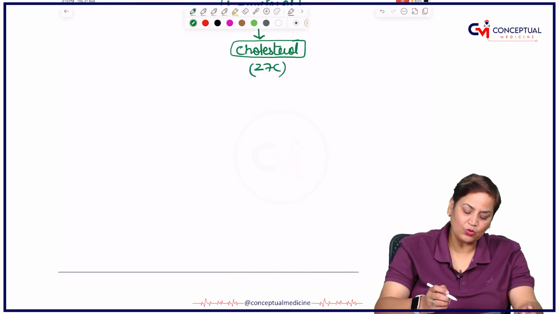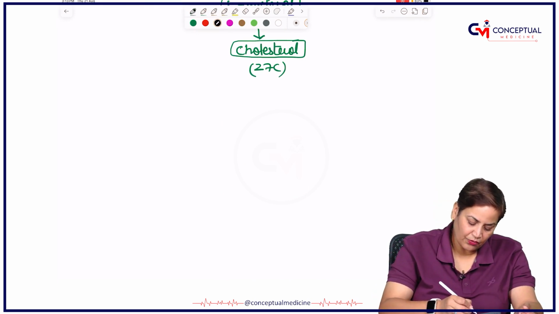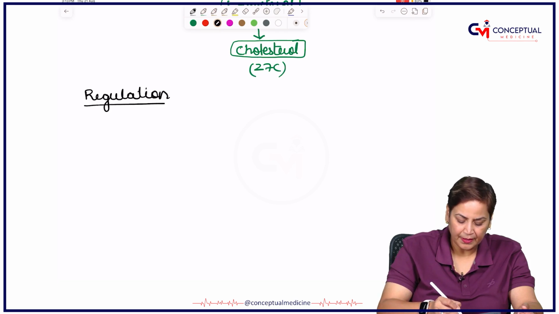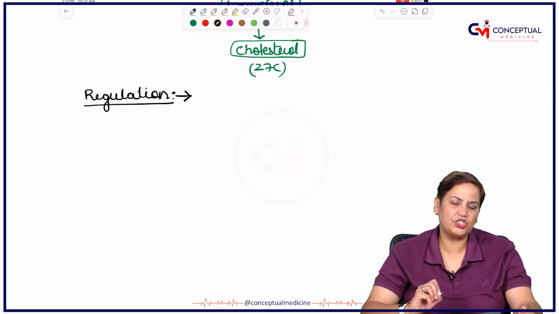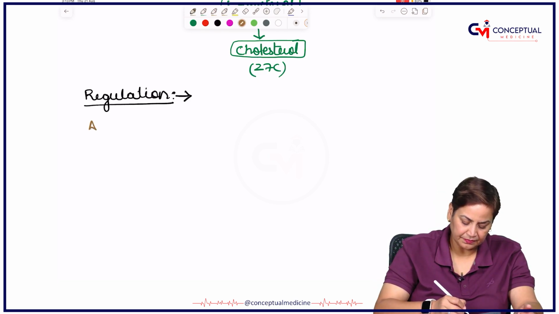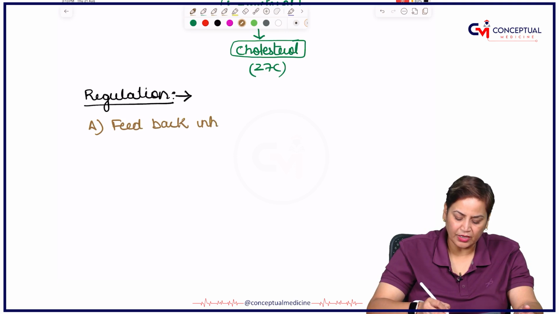Then after synthesis, obviously we come over to the regulation. When we talk about the regulation, we always focus on the rate limiting enzyme. So this regulation can be, first, by feedback mechanism. We know feedback inhibition is also known as product inhibition.